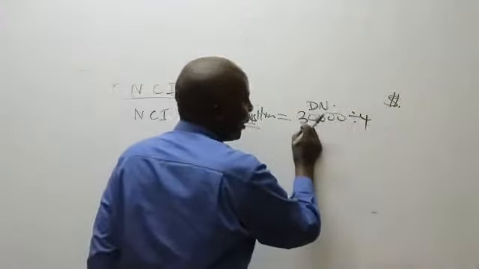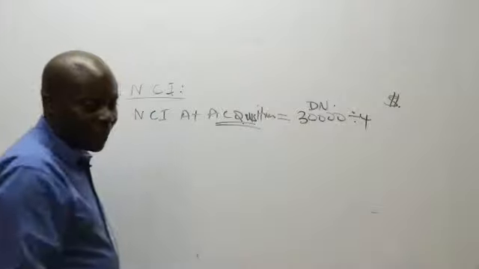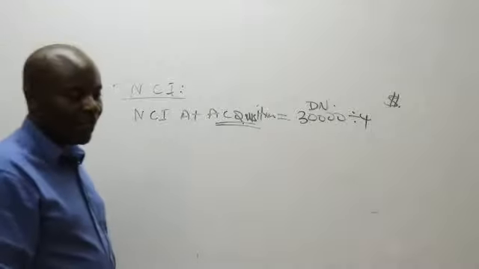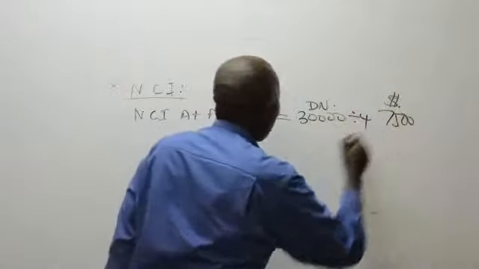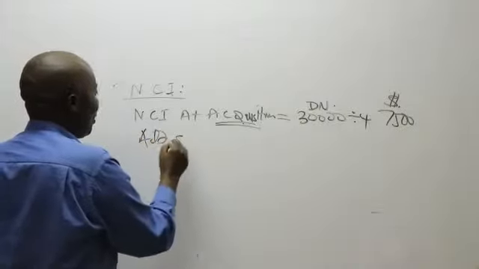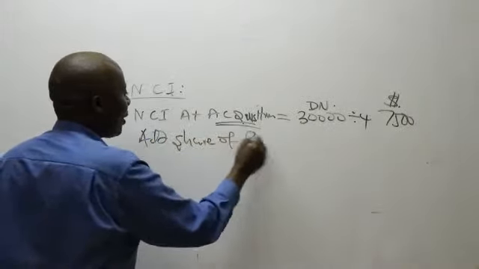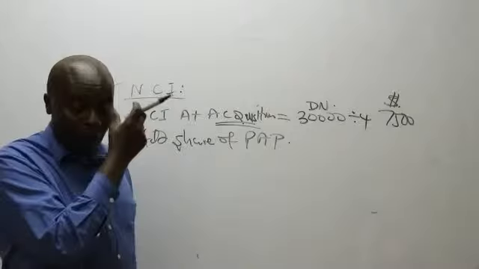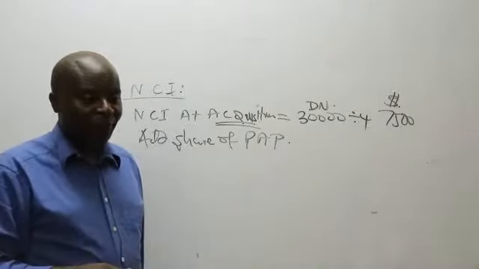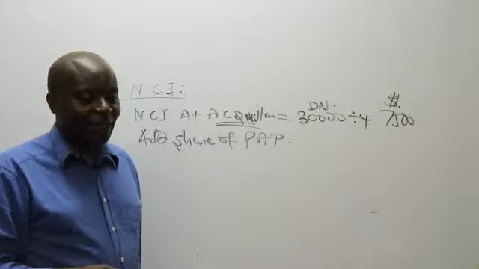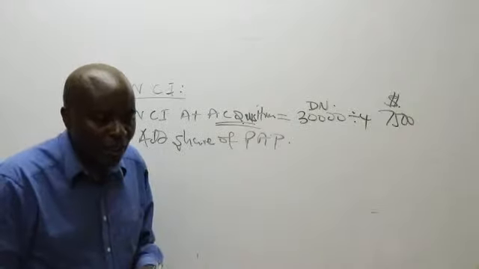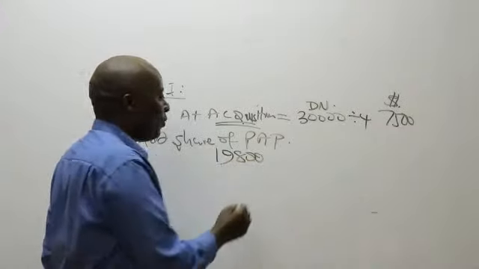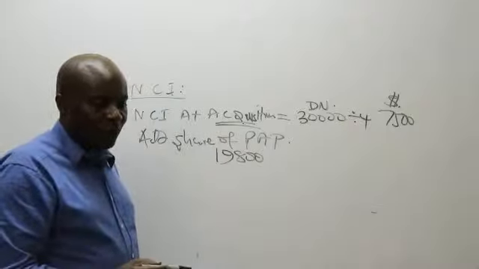So divided by 4. 30,000 divided by 4 inakuja ngapi? 7,500. Now come here and add share of POP. Is there somebody who is able to remember the share of POP? 9,300. 19,800 ilikuwa in form of DN or in form of dollar?